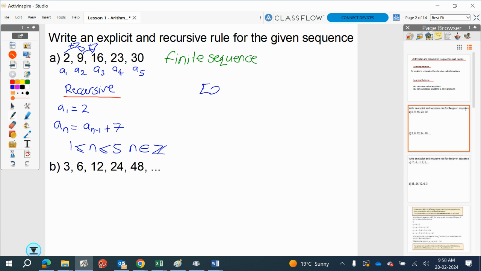So explicitly, there's actually a couple of ways we can write the explicit one, but the explicit one will let us go to the nth term in the sequence directly. We need to take the first term in the sequence, and then we need to add n minus 1 lots of the common difference. So the nth term in the sequence is going to be 2 plus n minus 1 times 7.